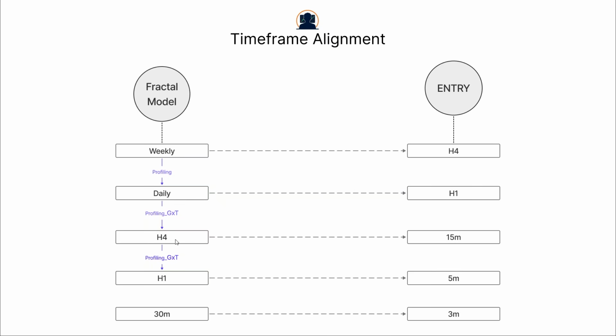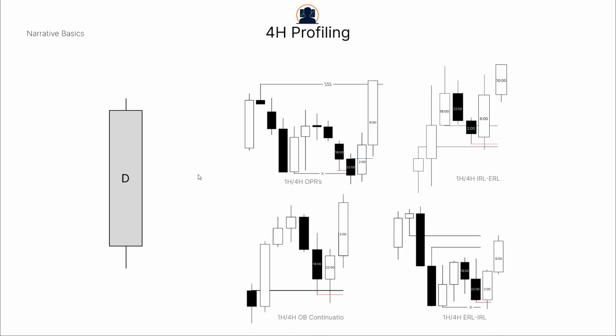So if you do not want to trade the daily fractal model, you can profile it on the 4-hour time frame. And if you do not want to trade the 4-hour fractal model on the 15-minute, you can profile it on the hourly time frame. So that is what the GxT model is precisely doing. So we're going to go over the key of this GxT model, which is the 4-hour profile, the daily profile on the 4-hour time frame, right?